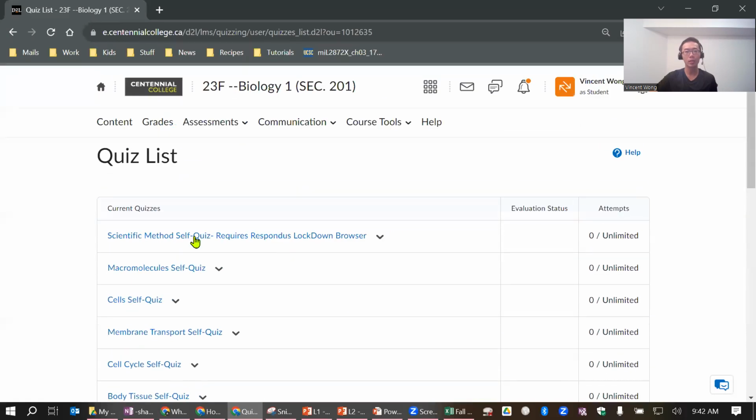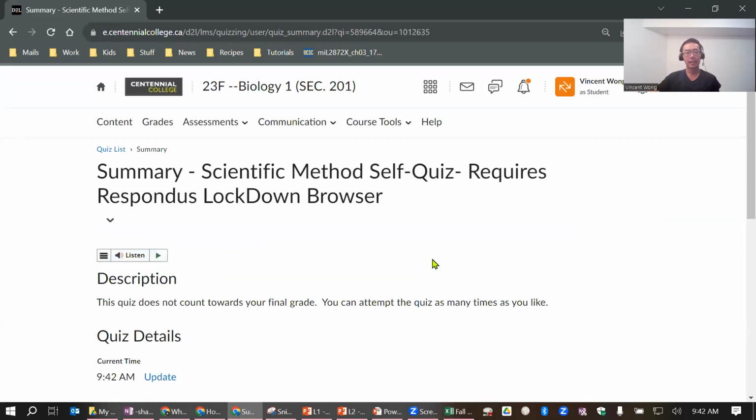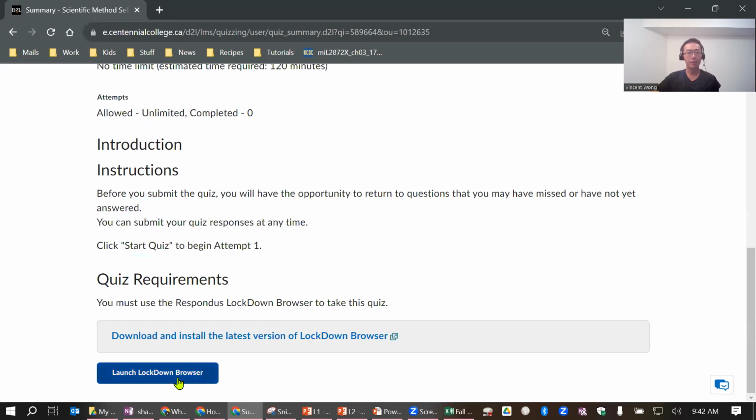So what you want to do here is click on the first one, the current quiz, scientific method self quiz, which requires Respondus lockdown browser. You click on that, and you have to download and install the latest version of lockdown browser first. Then you can launch the lockdown browser from here.